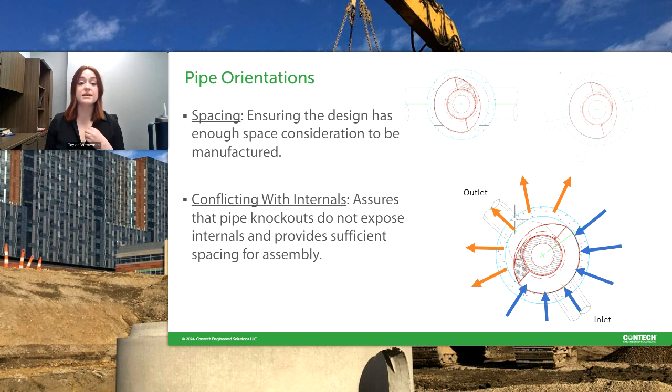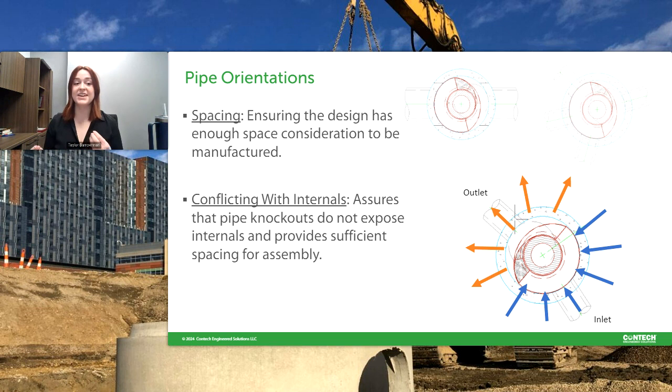Contech makes the majority of our HDS units with precast concrete. So all of our manholes and vaults are that concrete. And our standard rule of thumb is that you want to have 6 inches from edge to edge of the pipe knockouts, just to make sure you have enough space for that rebar and we meet all loading requirements.